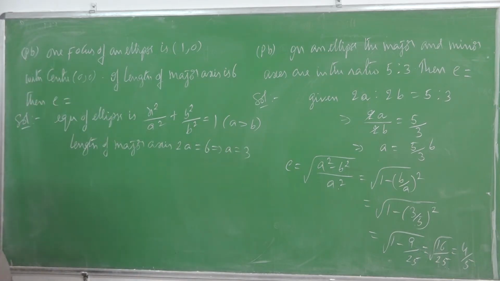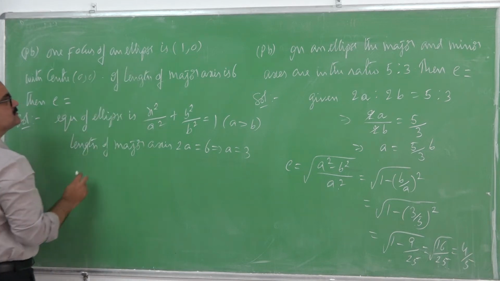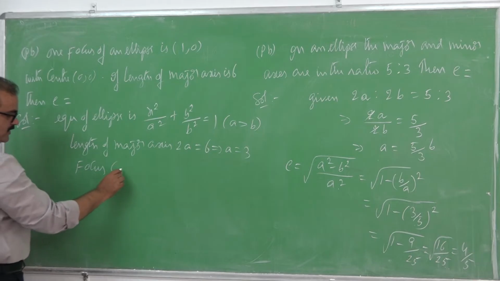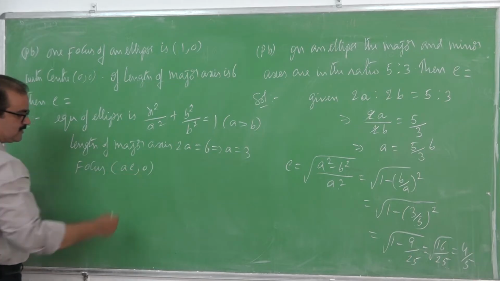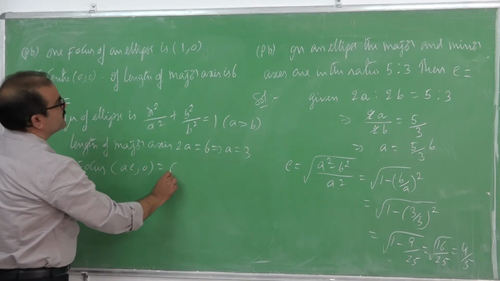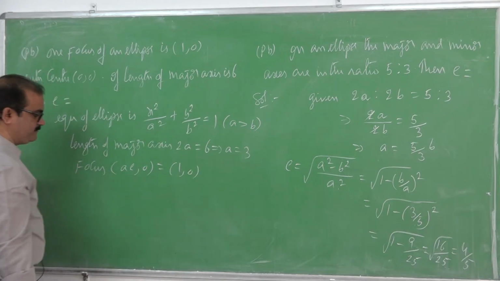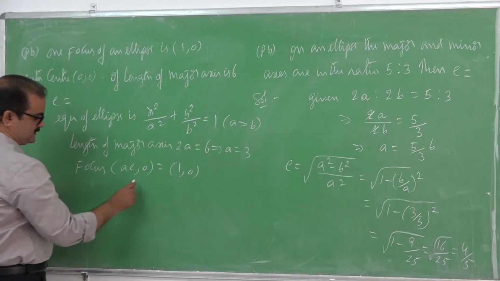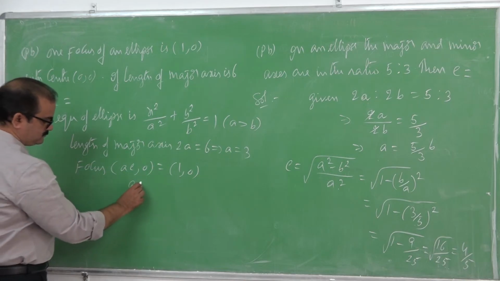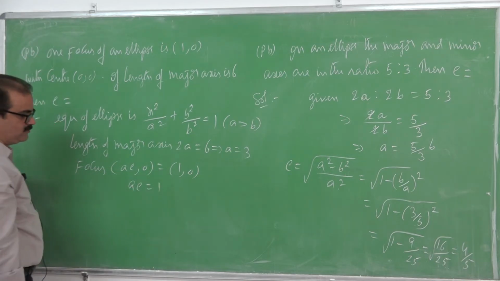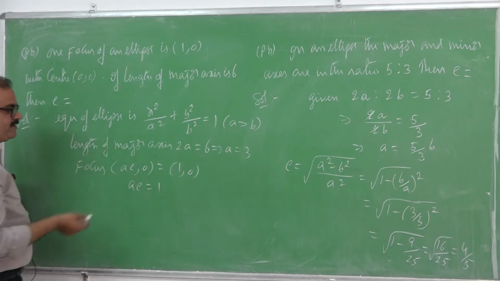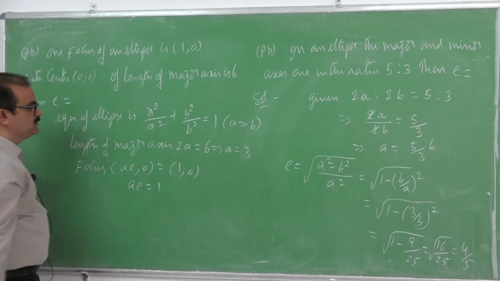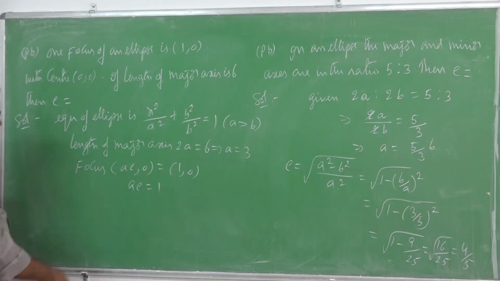Next, one focus of the ellipse is (1, 0). If a greater than b, what is focus? (ae, 0). That is (1, 0). On comparing x coordinates, ae is equal to 1. From this find b value. If b value is obtained, then we get equation of the ellipse.